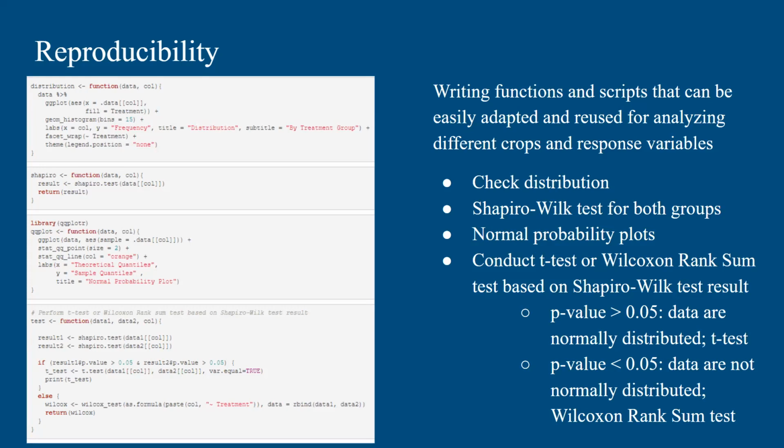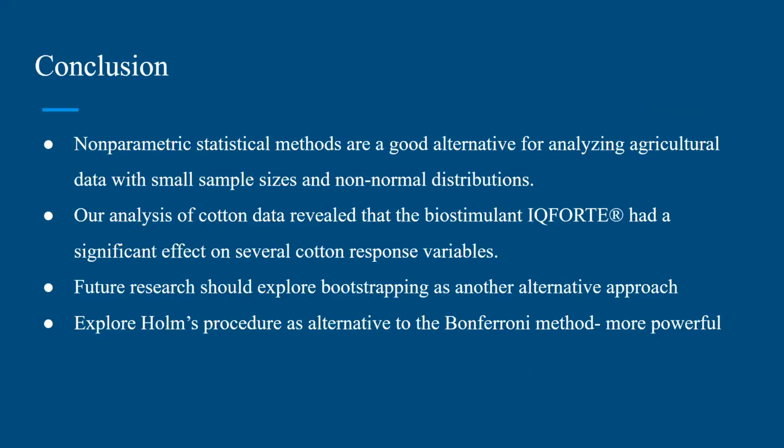If my Shapiro test confirmed that the data was normally distributed, my function would run a normal t-test. And if the Shapiro-Wilk test confirmed that the data was not normally distributed, then the function would run a Wilcoxon rank sum test. So in conclusion, again, we can confidently say that nonparametric tests are a good alternative for agricultural data with small sample sizes and non-normal distributions.